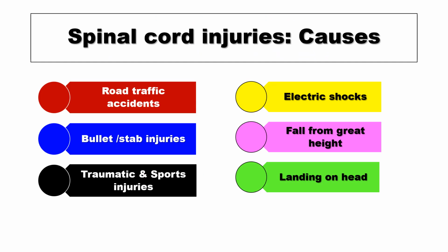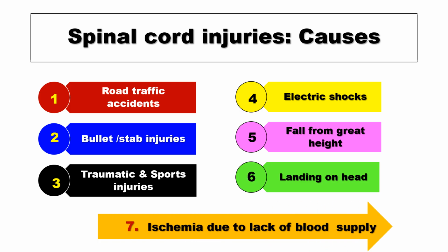Spinal cord injuries can be mainly due to road accidents, bullet or stab injuries, traumatic and sport injuries, electrical shocks, fall from a great height, and landing on the head. The seventh and the most important is ischemia due to the lack of blood supply.